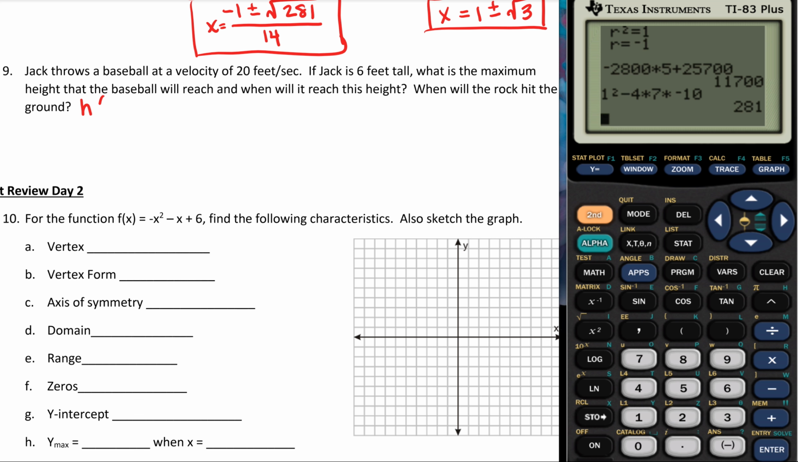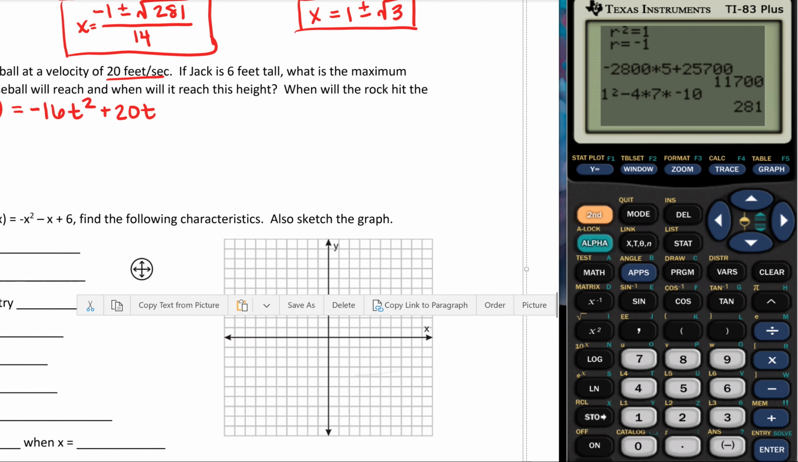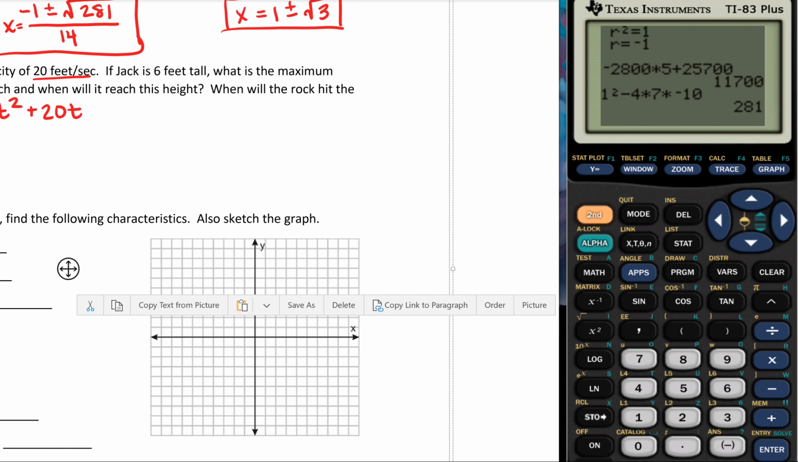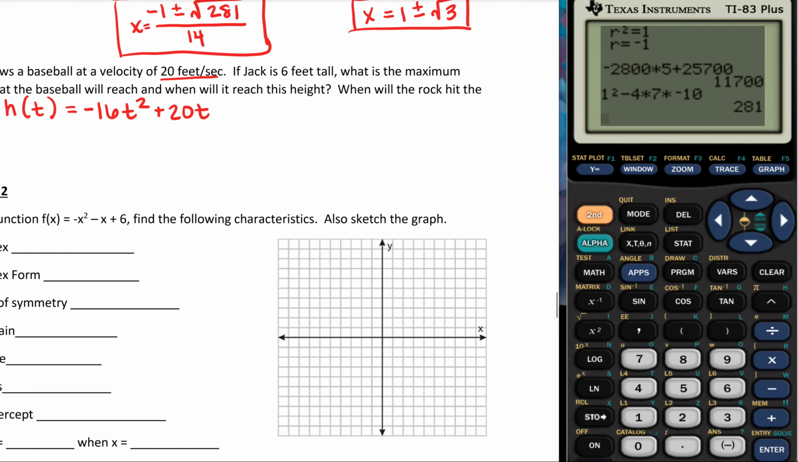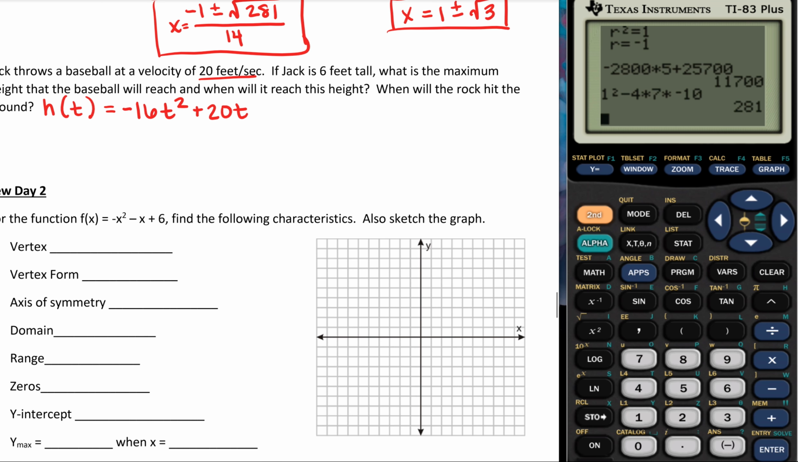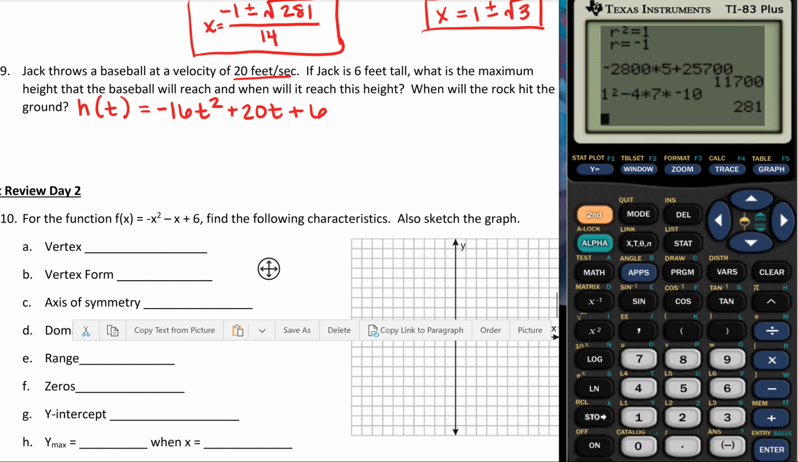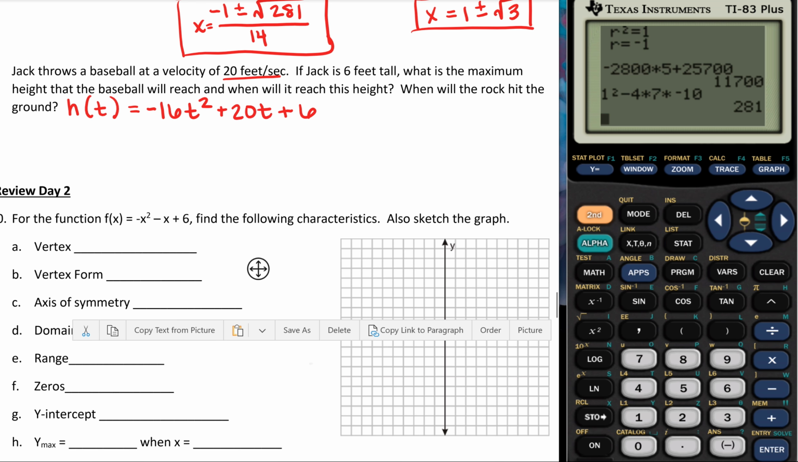So to write my equation, I know it's h of t, height given the time. It always starts with a negative 16 t squared. Now I'm going to use that 20 feet per second, so that's plus 20t. If Jack is 6 feet tall, what is the maximum height of the ball? Meaning the ball will start at 6 feet when it is thrown. It says, when will it reach the maximum height?